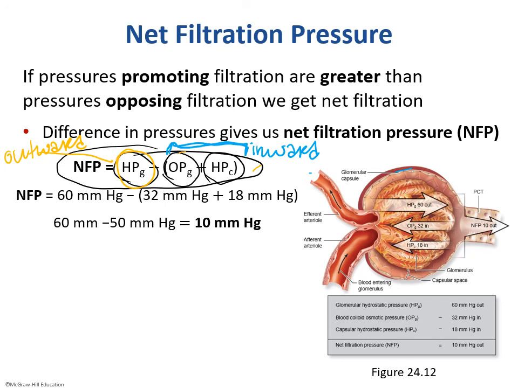So if we plug in all the numbers that we just discussed, that hydrostatic pressure of our glomerulus is about 60 millimeters of mercury. Then the colloid osmotic pressure of the glomerulus is about 32 millimeters of mercury. And the hydrostatic pressure of the capsular space is about 18 millimeters of mercury. So if we do all of this math here, we get positive 10 millimeters of mercury. So if we get a positive number, that means we are having filtration occur. And this is a relatively normal net filtration pressure.